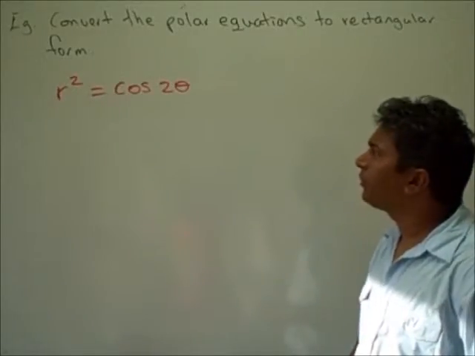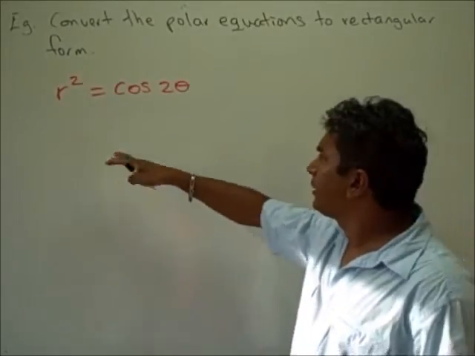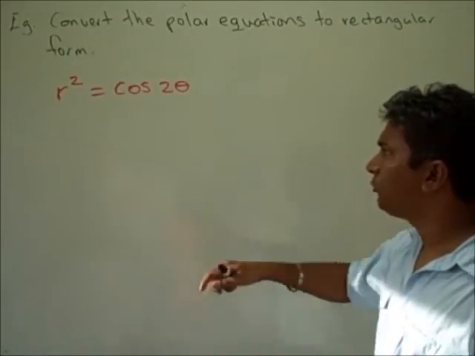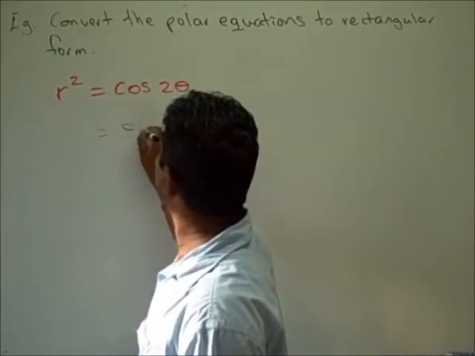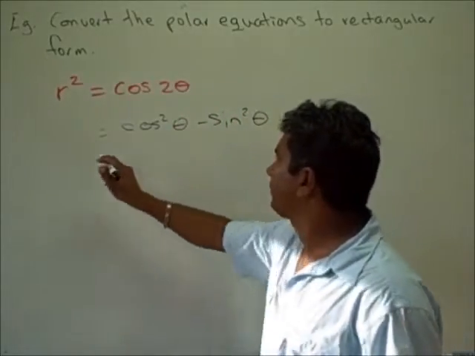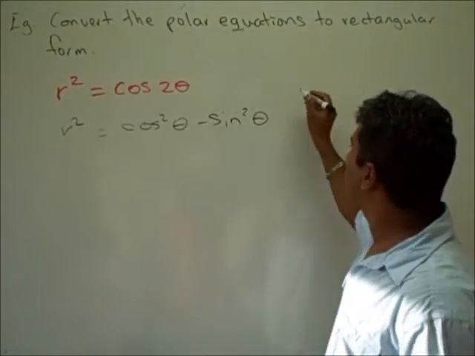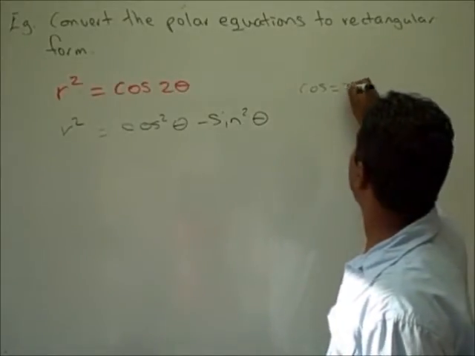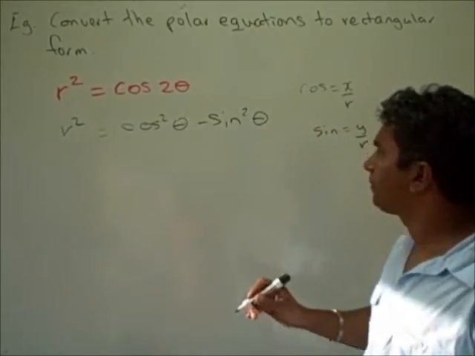Here we have an additional example of converting a polar equation to a rectangular form. Our example is r squared is equal to cosine of 2 theta. We know from our double angle identity that the cosine of 2 theta is equal to cosine squared theta minus sine squared theta. So now we have r squared is equal to cosine squared theta minus sine squared theta. We know cosine is equal to the adjacent over the hypotenuse. So this would be x over r, and we know that sine is equal to y over r.